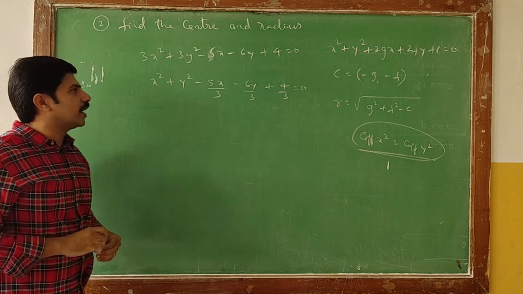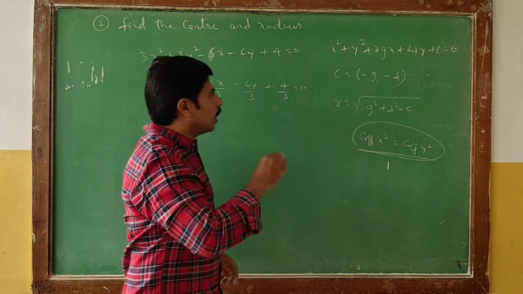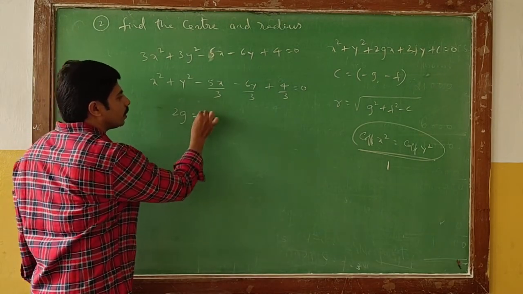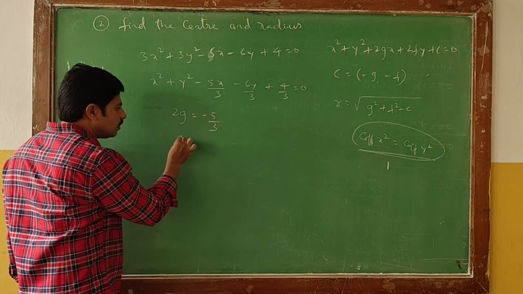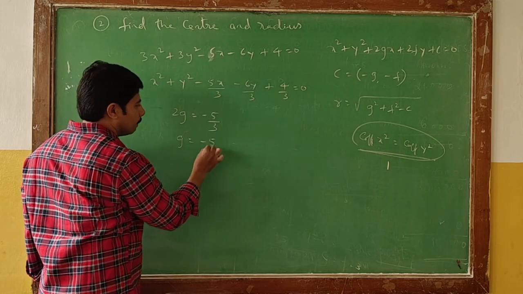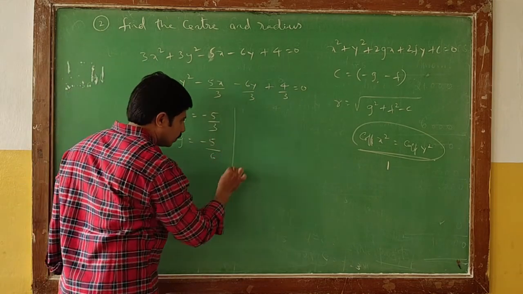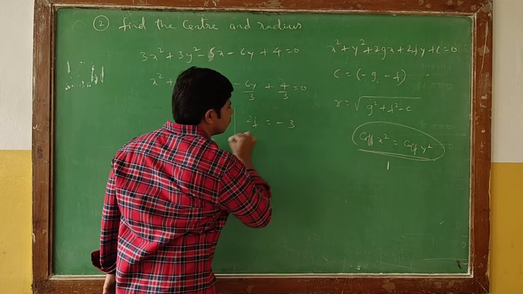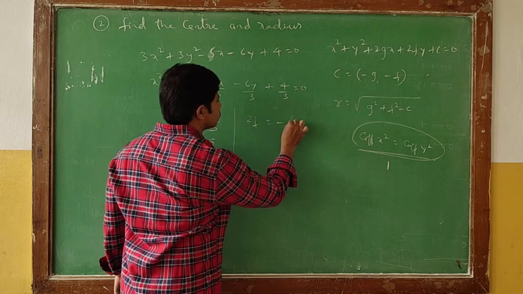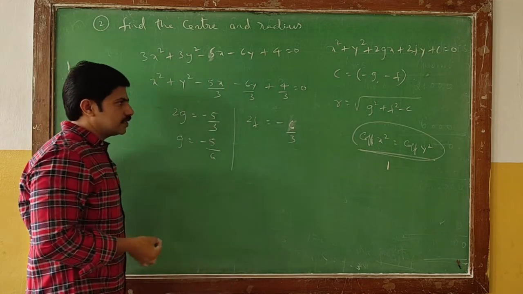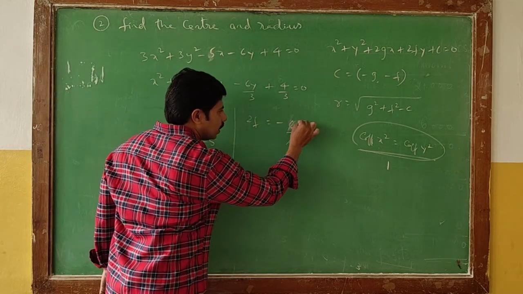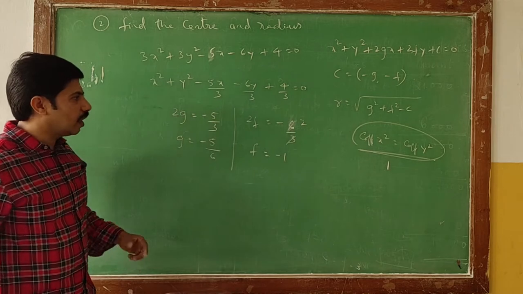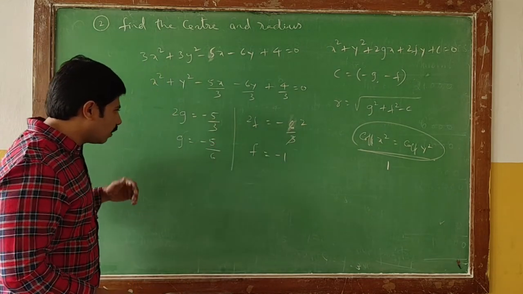Now we divided this. After dividing, we will compare this equation with the general equation. Coefficient of x in the general equation of the circle is 2g, and here the coefficient of x is minus 5 by 3. So, g value will be minus 5 by 6. Next, coefficient of y is 2f, and here in the equation it is minus 6 by 3. So, 3 ones are 3, 3 twos are 6, you can cancel. So 2f is equal to minus 2. So, f is equal to minus 1. How is it minus 1? f is equal to minus 2 by 2, it is minus 1.